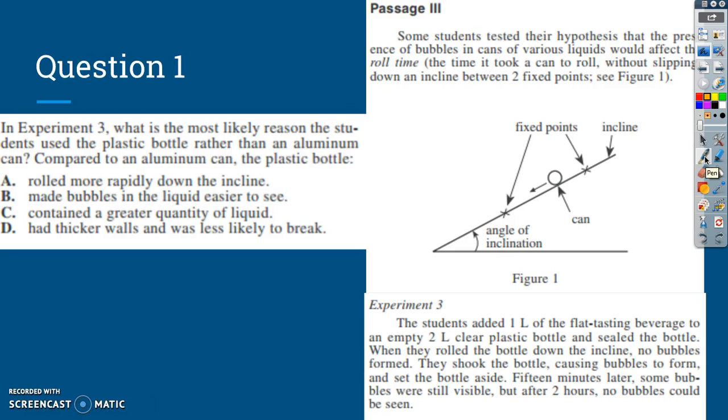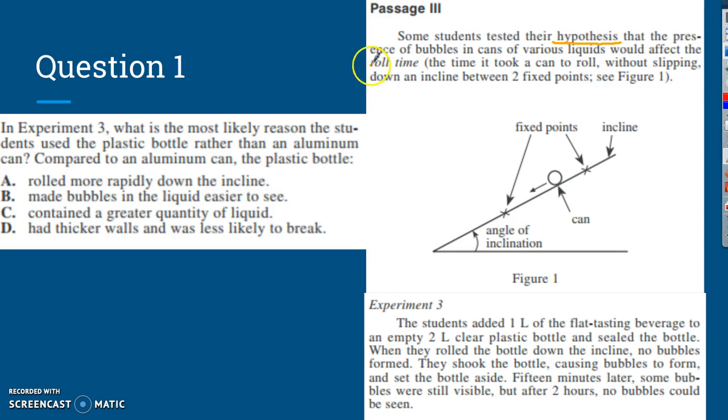If we look, they're testing a hypothesis that the presence of bubbles in cans of various liquids would affect the roll time, the time it took a can to roll. So they're rolling it from here to here, and they're looking at the time that it takes down an incline. In experiment 3, they added 1 liter of flat tasting beverage to an empty 2-liter clear plastic bottle and sealed the bottle. They rolled it down, no bubbles formed. They shook the bottle, causing bubbles to form, and set the bottle aside. So they're looking at bubbles, and 15 minutes later, some bubbles were still visible, but after 2 hours, no bubbles could be seen.